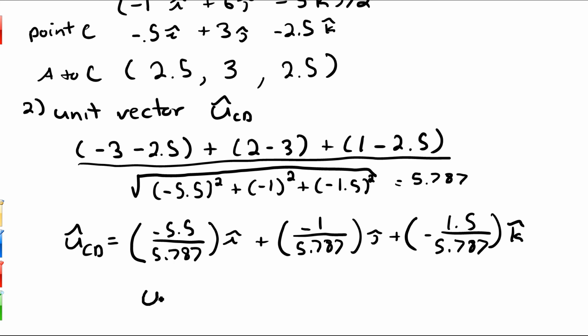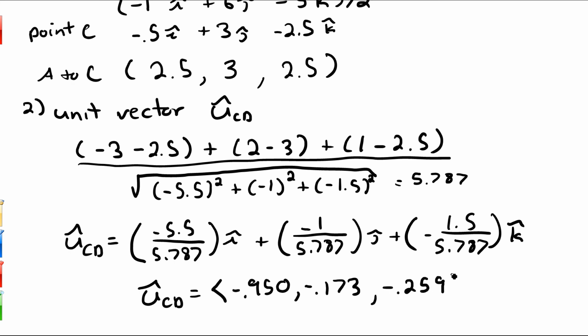So u hat CD is going to be equal to negative 0.950, negative 0.173, and a negative 0.259. Whoops, not parentheses, need a whatever that thing is. All right, so that's step 2. We've got our unit vector CD.